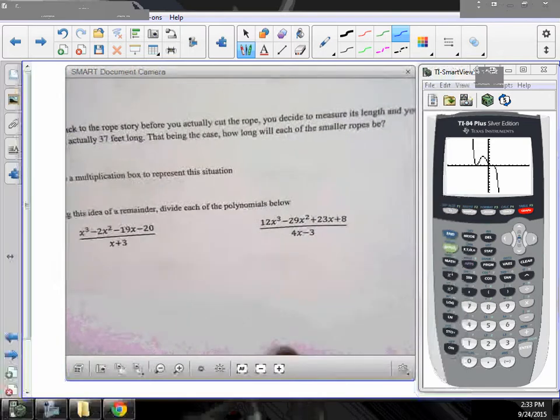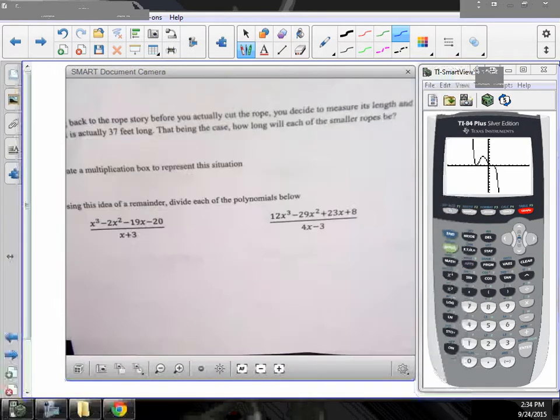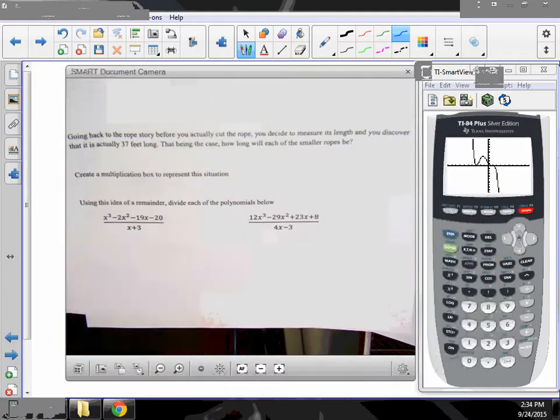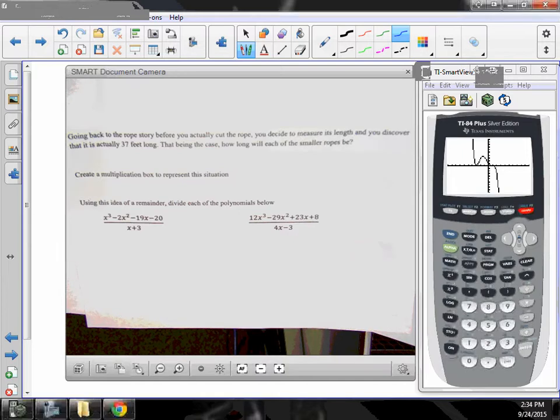Well, I have prepared this for you. Going back to the rope story. Before you actually cut the rope, you decide to measure its length, and you discover that it's actually 37 feet long. Okay? So you buy a 36-foot rope, and you're going to cut it into 4 pieces. But you say, what the heck, I'll measure it. And it turns out being 37 feet long. Can you still cut it into 4 pieces?